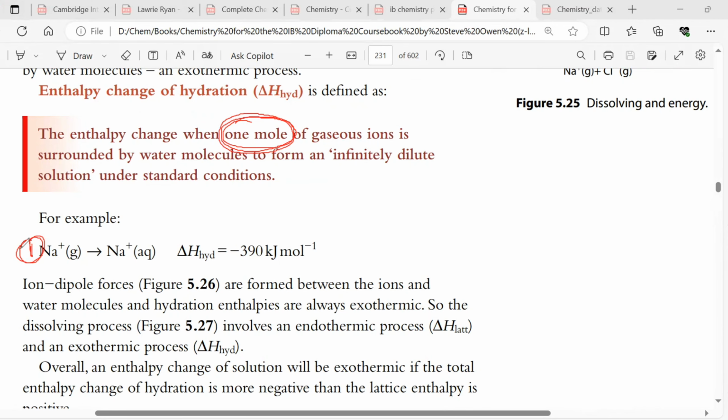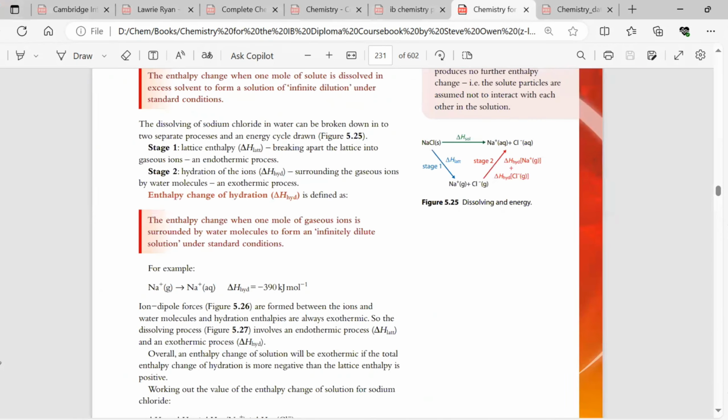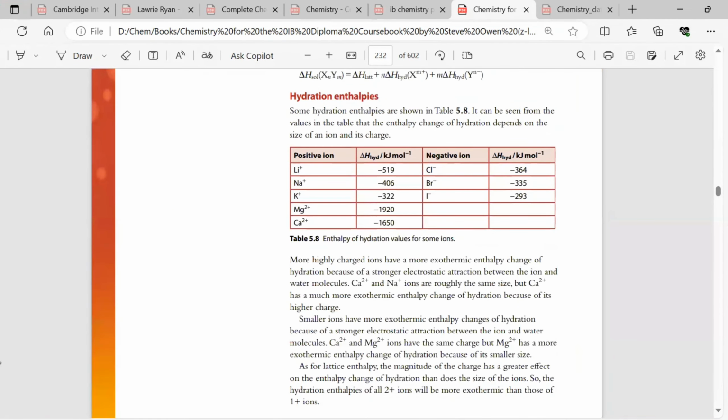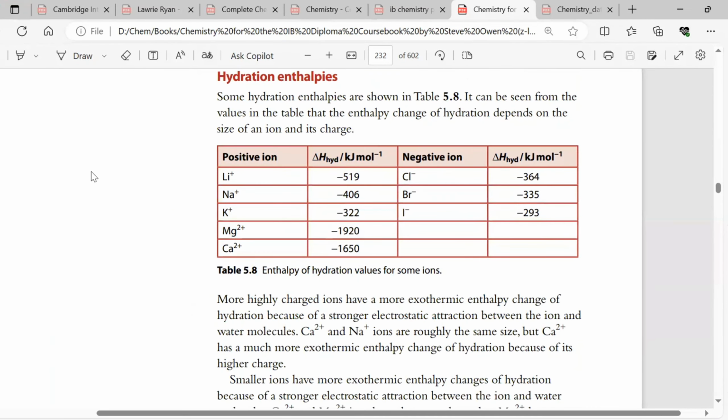Just try to cover this portion from the Steve Owen book today. I'm telling you, lots of important definitions and important equations are there. Study from over here. Now we have to understand what enthalpy of hydration depends upon.